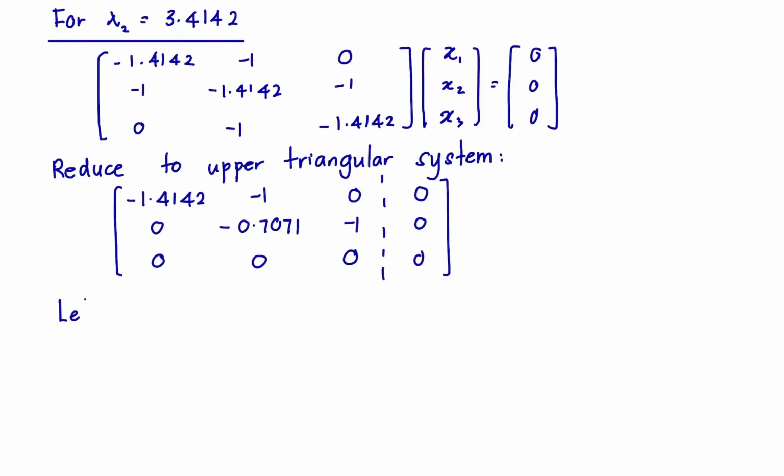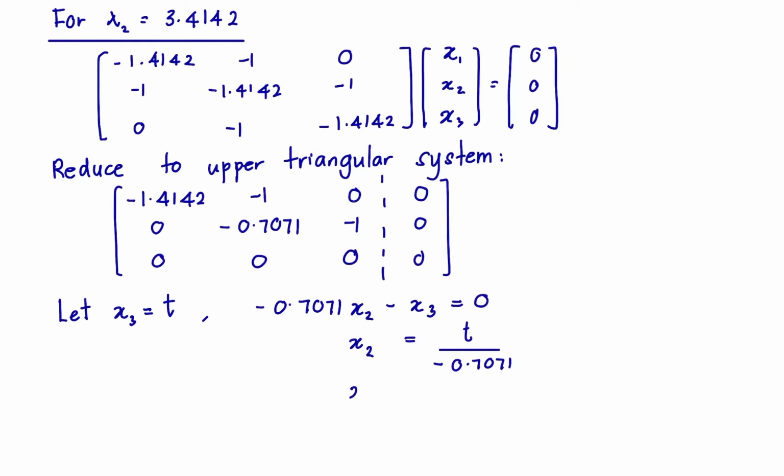Now in this case, it's the same as before. We cannot find x3. Therefore, we let x3 be an arbitrary value, say equals to t. Now back substitute into our second row. So minus 0.7071x2 take away x3 equals to 0. Our x3 is equal to t, so x2 will be t divided by minus 0.7071. Therefore our x2 is equal to minus 1.4142t. Insert x2 and x3 into our first row, and our x1 is equal to t.